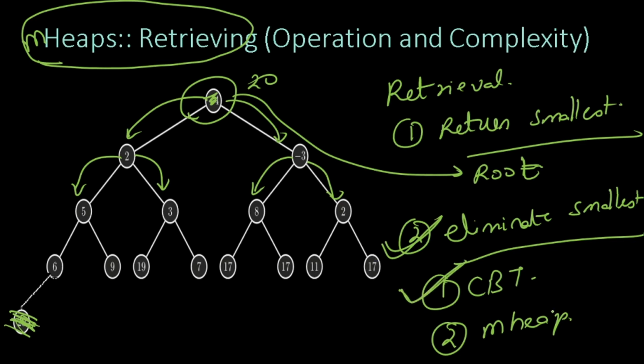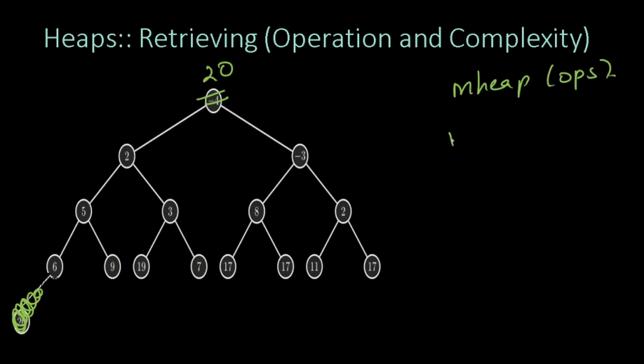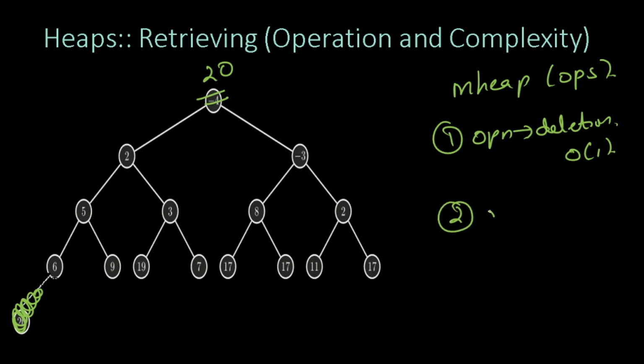That is very easy. The question that remains is, will it be a min heap? So far we have performed one operation, deletion. This is order of 1. Now let us understand how many adjustments we have to do. Okay, first of all, is this a min heap? It's clearly not a min heap because 20 is definitely not the smallest element in the heap.